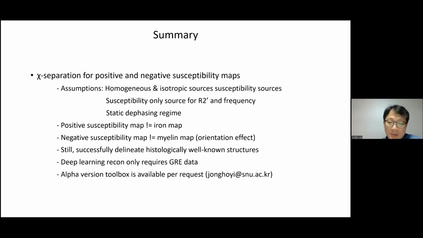Again, the negative susceptibility map is not equal to myelin map, but still it can be a good representation of the myelin, although there are more complications when it comes to myelin because of the orientation effect. We still give you a successful delineation of histologically well-known structures, when you're willing to accept deep learning as the technology, and we only need the GRE data sets. And now we have this alpha version of the toolbox with a lot of bugs. And if you're willing to debug some of them, then I'm willing to share it with you.